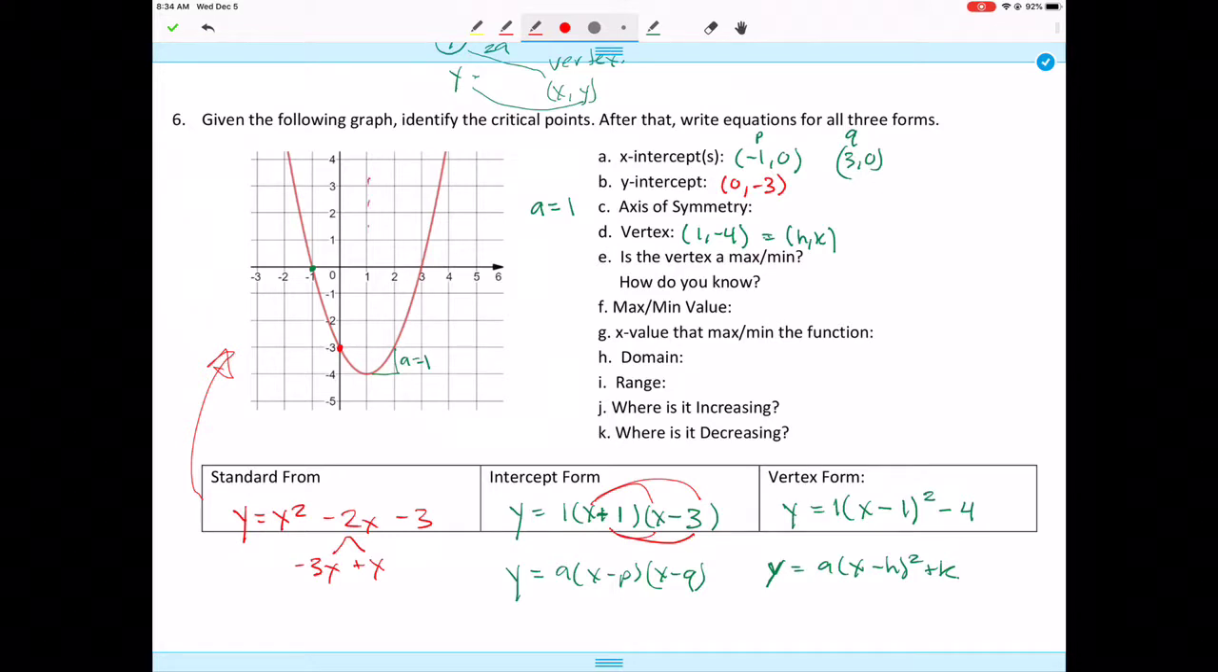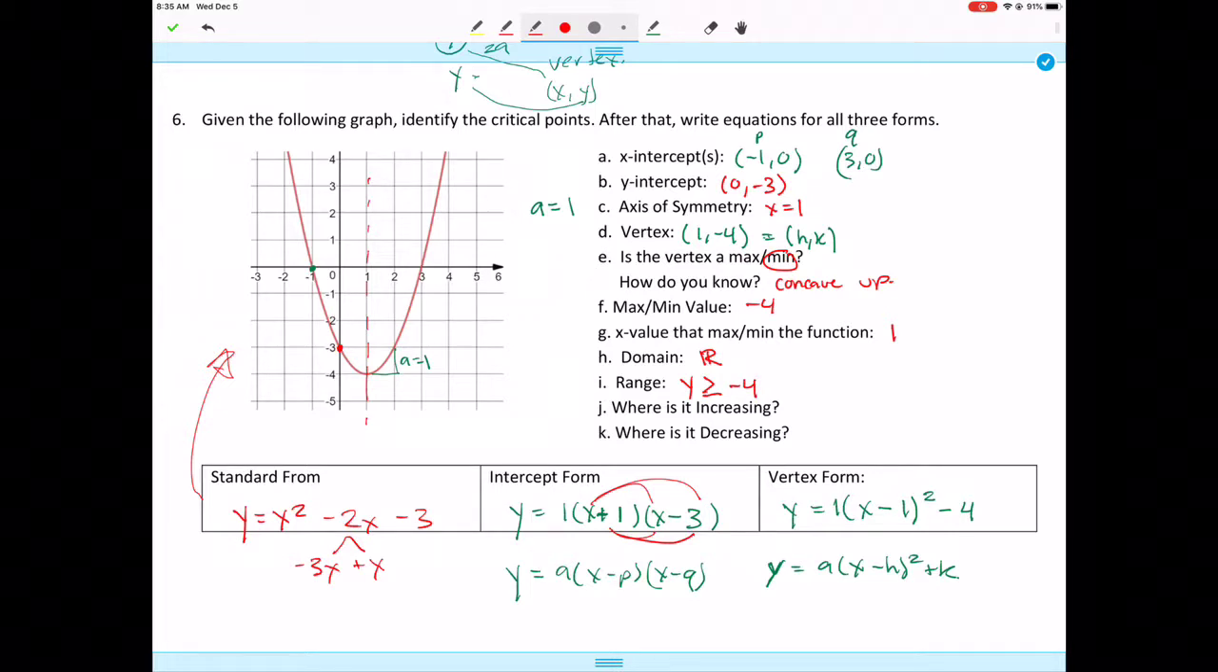Axis of symmetry is the x value in our vertex, so x equals 1. Is the vertex a max or min? It's a min. How do you know? Concave up. A max or min value is negative 4. And what's the x value that gives you that negative 4? It is 1. Domain, always that. Range is all y values that are greater than or equal to negative 4.